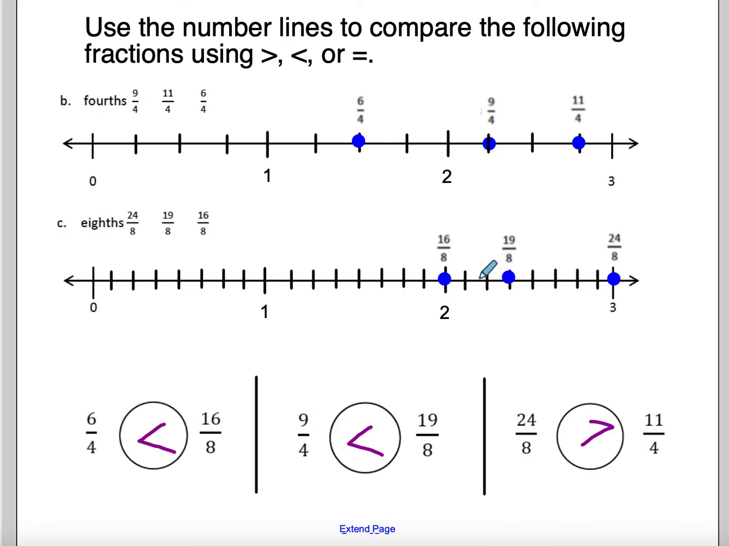So in today's problem set, you're going to have similar problems where you're going to have to place these fractions on a number line and then use those number lines to help you compare those fractions. As always, if you have any questions, reach out to me on Schoology or Hangouts.